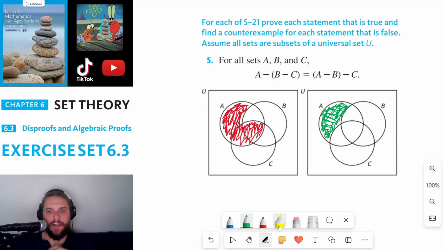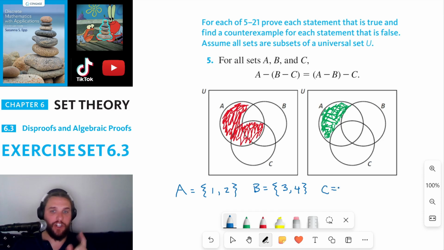Now let's compare the differences between the two. I'm noticing that the left side has elements in both A and C, whereas the other side does not have elements in A and C. So we just need to create sets A, B, and C where A and C have elements in common. So I'll let A equal {1, 2}. B is going to be {3, 4}. Those don't really matter, but C is going to share some elements in common with A. So I'll have this be {2, 5}, let's say. Doesn't really matter what that second element is.